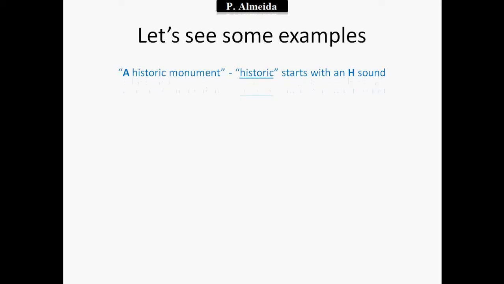I say a historic, or historic in this case, historic monument. So historic starts with an H sound. So H sound is a consonant, so I put an A. But on the other hand, I may say an honorable fellow. And honorable starts with an O sound, so it starts with a vowel sound. Therefore, I use AN, A-N, okay?